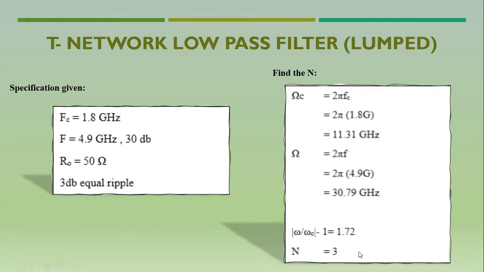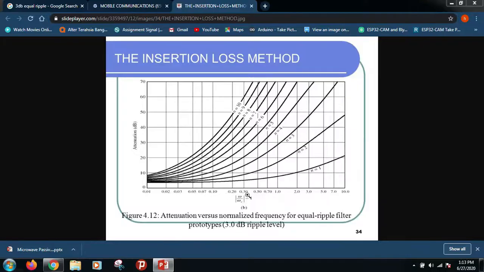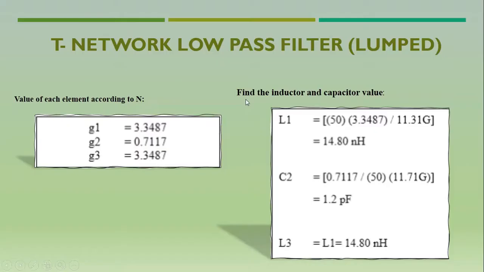To get the value of N, we need to refer to this graph. Our value of dB is 30, and the value that we calculated just now is 1.7 here, so we must take above the value that we get, so we get N equal to 3. Next, we move to the elements according to N.